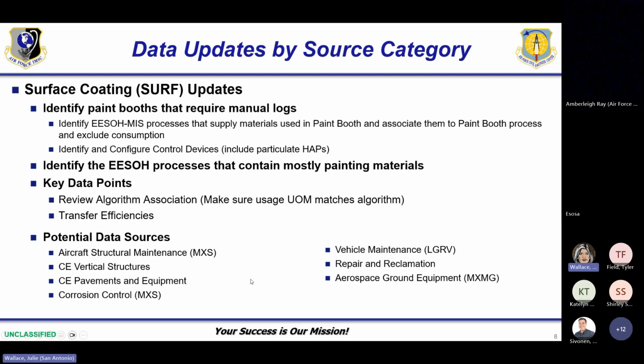And then potential data sources, if you're new to the Air Force or you're new to this, some of these are very formulaic. So if you have an aircraft structural maintenance shop that's office symbol MXS, they're most likely going to have a paint booth. Same with corrosion control. They're going to have a paint booth. Vehicle maintenance is going to have a paint booth. Aerospace ground equipment is often going to have a paint booth. So double check and make sure that you're taking into account all the data sources for surface coating, and that you're aware of the paint booths that you have on your installation. And more importantly, know what your regulatory requirements are.